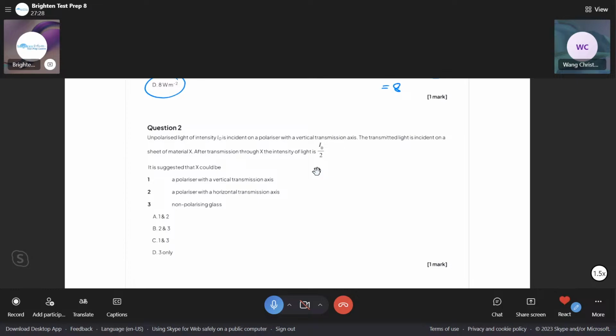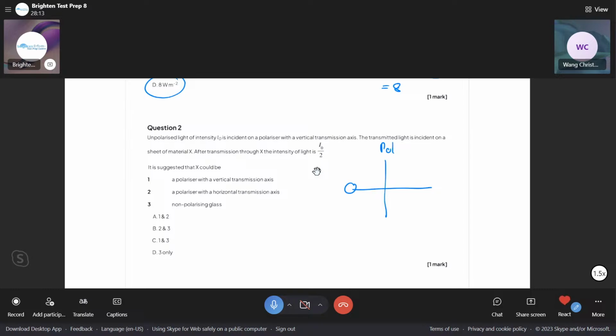I read it a couple of times. So first we have the source. So it's unpolarized light, standard I0, right? Then it goes through a polarizer with a vertical transmission axis. So how do I imagine the polarizer? It has a vertical transmission axis. Vertical slit. Yeah. So that's a polarizer, right? Okay, polarizer. And then it goes on to a sheet of material X, which is incident.